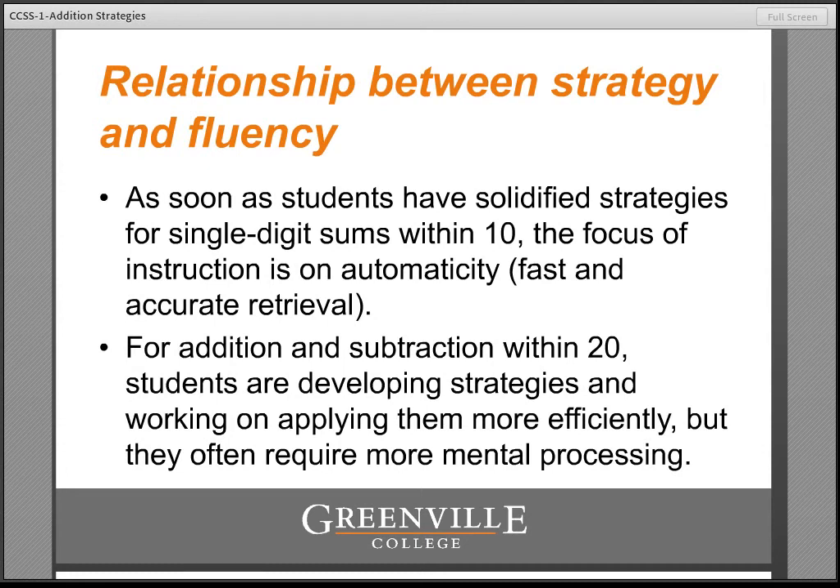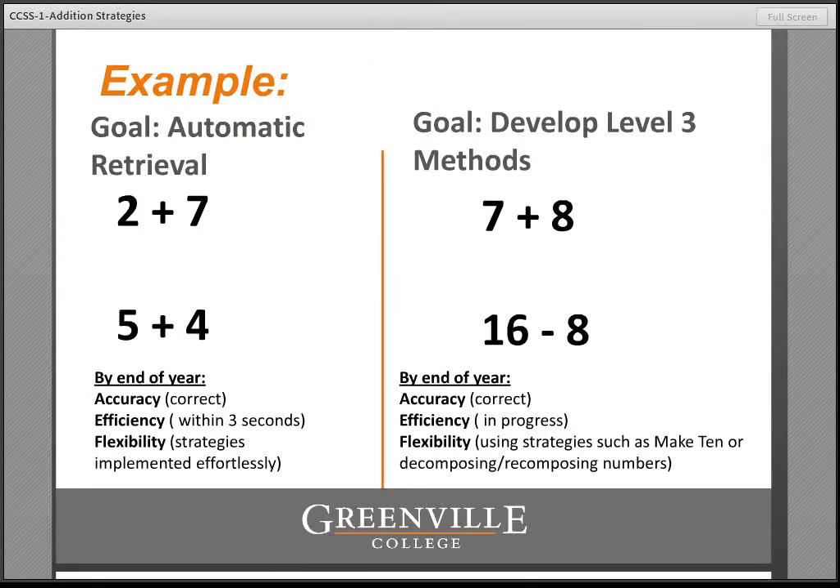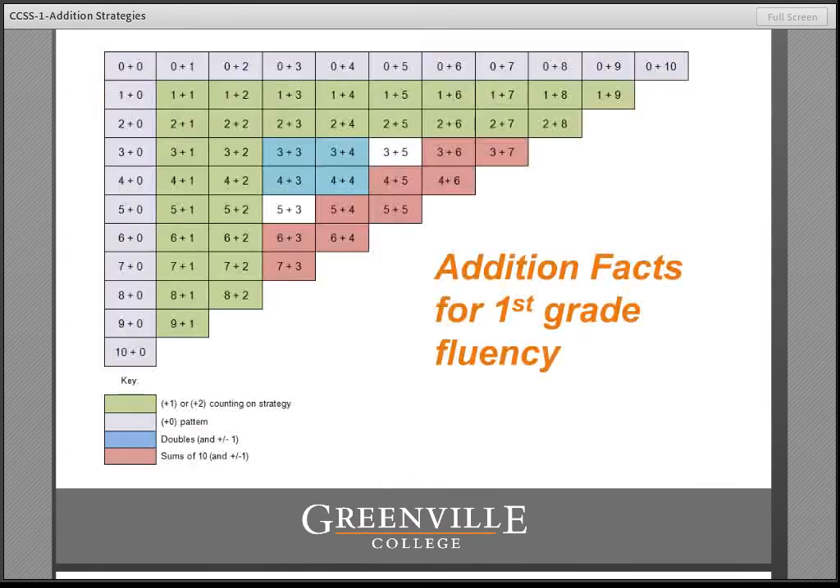And then also students will be coming up with strategies for addition and subtraction facts within 20, and they're allowed a little more wiggle room on the time because those will be brought to fluency in second grade. So as an example, the facts off to the left are within 10, so for those we're going to want them to be fairly efficient, but the facts on the right side of the screen are within 20, and so the efficiency is in progress.